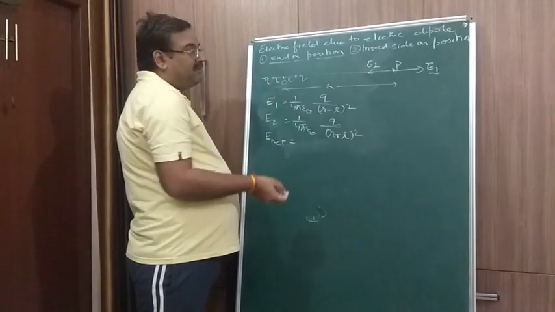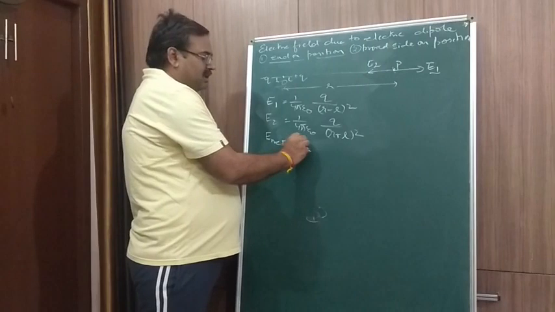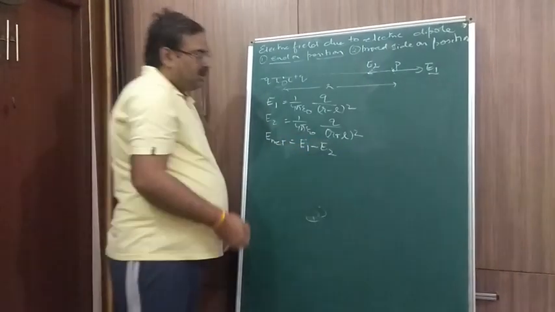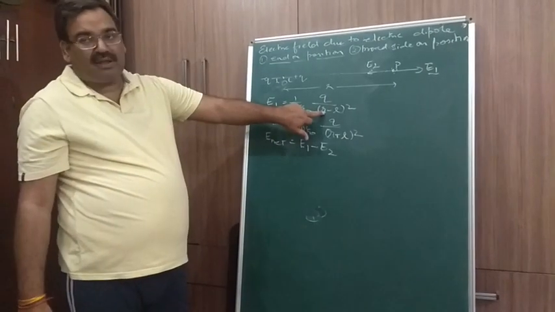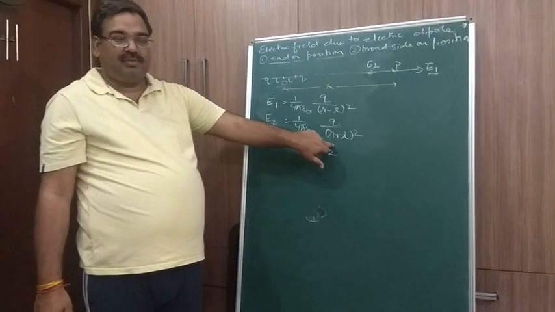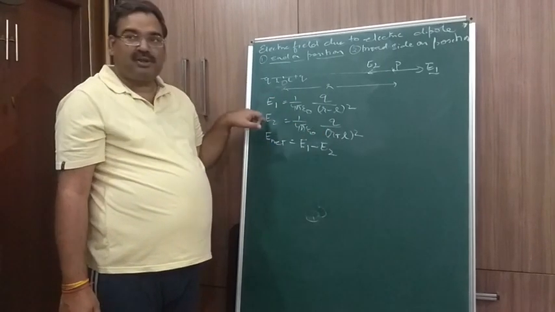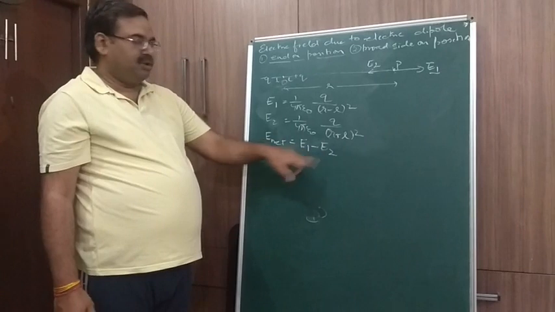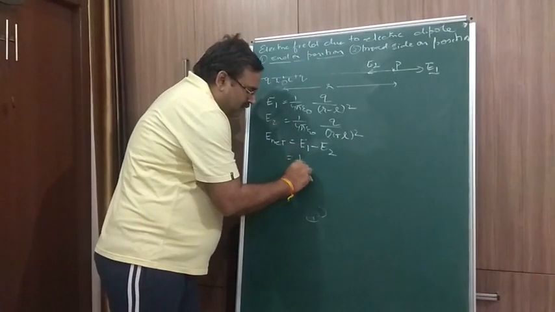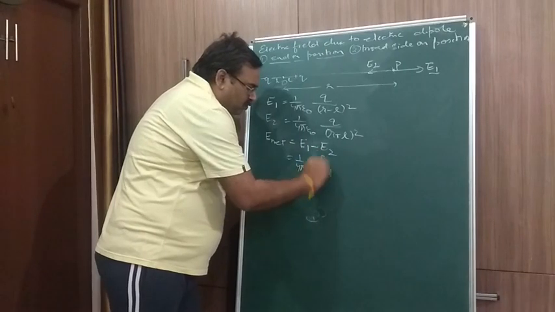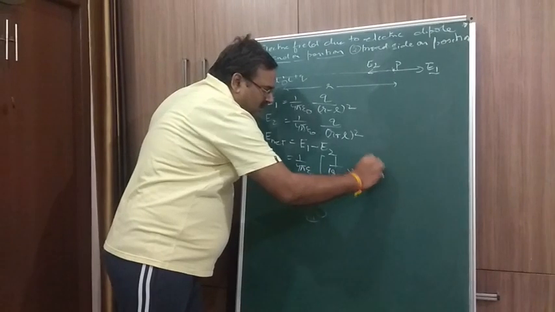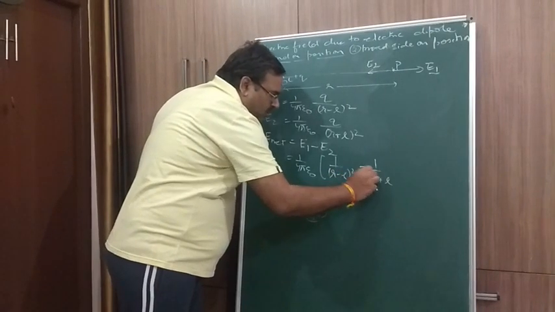Net electric field E net will be the difference, E1 minus E2. Why E1 minus E2? Here in this case the denominator is smaller, it is R minus L, so the value will be bigger. Here it is R plus L, so the denominator is bigger, so the value of E2 will be smaller. Therefore E1 minus E2. So net electric field we can calculate as 1 upon 4 pi epsilon naught, 1 upon R minus L whole square minus 1 upon R plus L whole square.